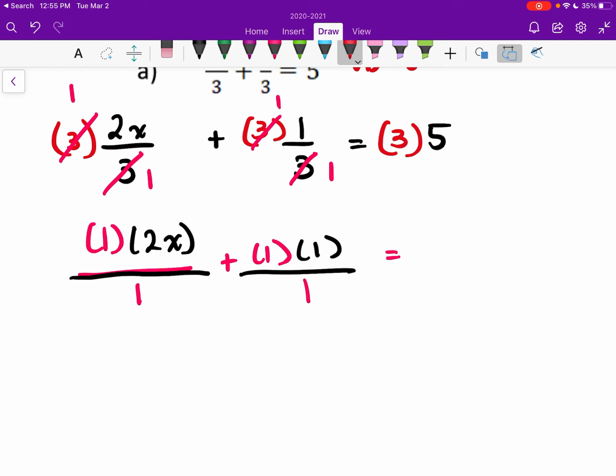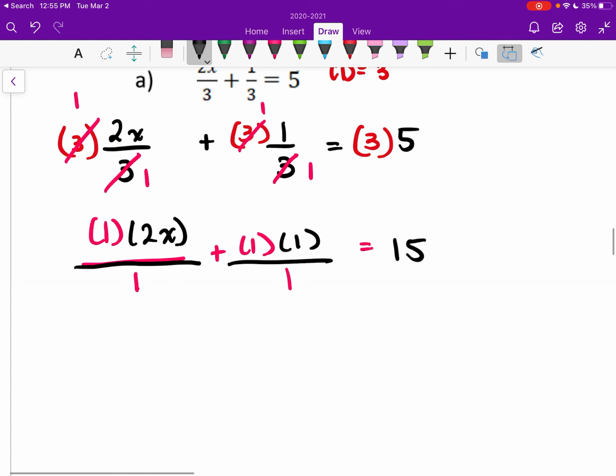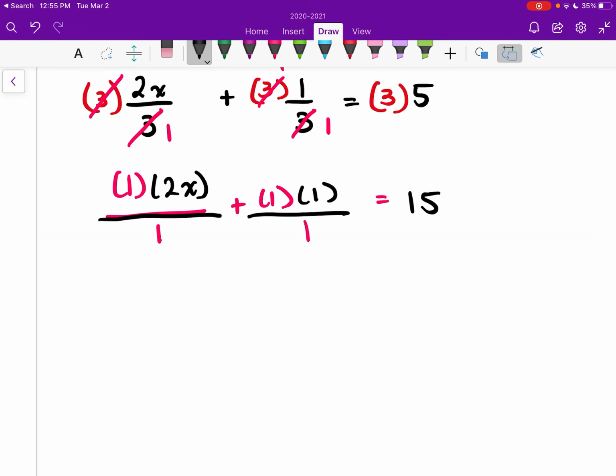So I'm going to make sure, and it's important that you do that. You make sure, even the numbers that are not fractions, you have to do this with. So 3 times 5 is 15. So then, because these are all over 1, I can just rewrite them as whole numbers. So it's 2x plus 1 equals 15.